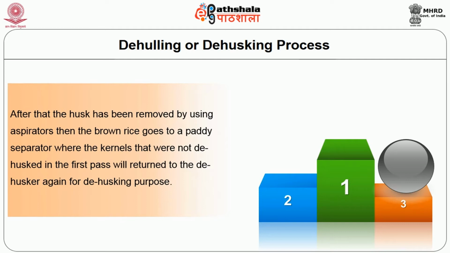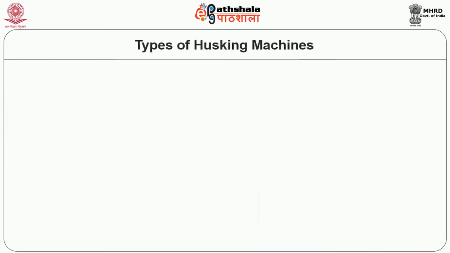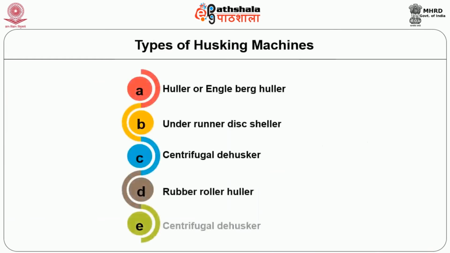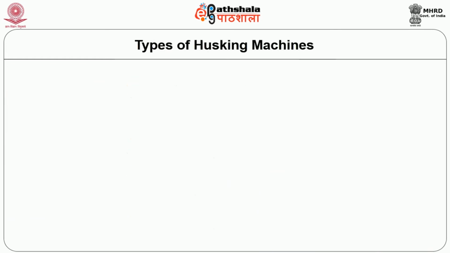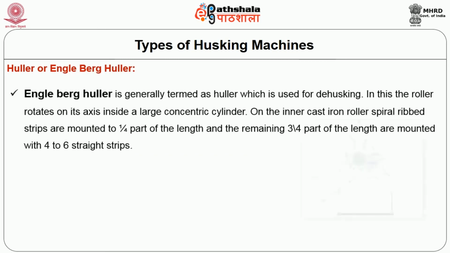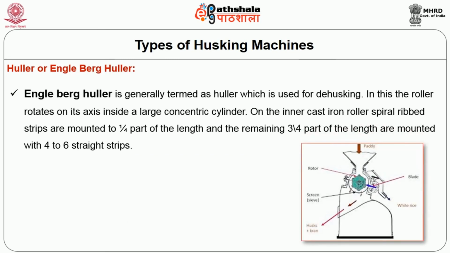Then the brown rice goes to the paddy separator, where the kernels that were not dehusked in the first pass return to the dehusker again for dehusking. Let us see the types of husking machines used. Huller or Engelberg huller: the Engelberg huller is generally termed a huller, which is used for dehusking.